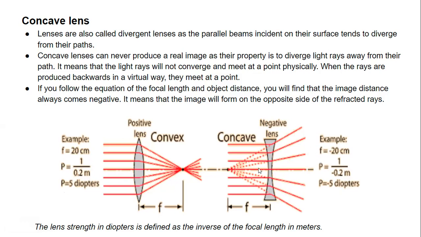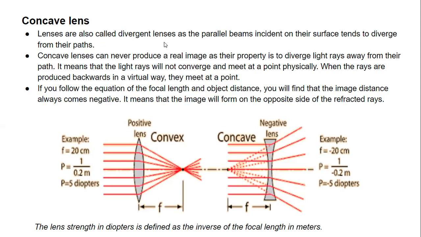Why do we have negative focal length in case of concave mirror? Because image is forming on the same side of the object where the object is present. That is why we do take focal length as negative. So 1 upon negative of the focal length will give you a negative of the power. So just see the properties of concave lens.